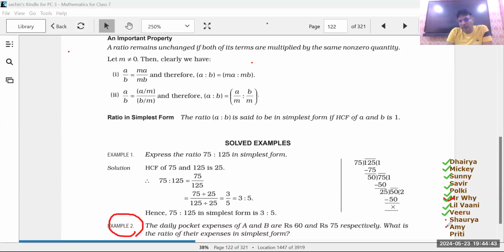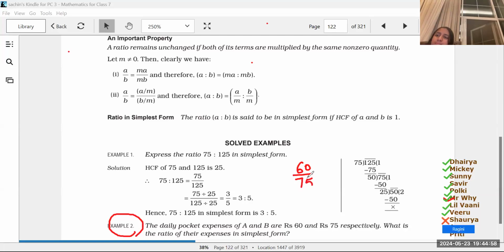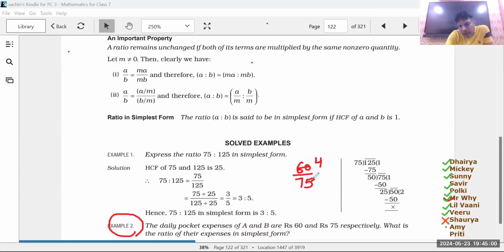So Shore and Amy, what's the answer? So 13 and 15. 13.15. 13 beta, how did 13 come? So 60, sir, upon, I sent my answer. 60 upon 75, you can simplify. It will be 4:5. 15 fours are 60. 15 fives are 75. Understood, Shore?